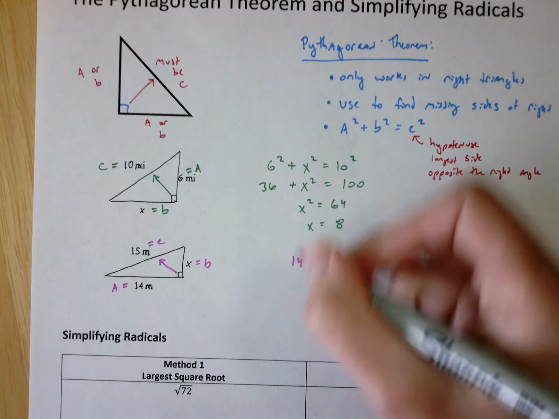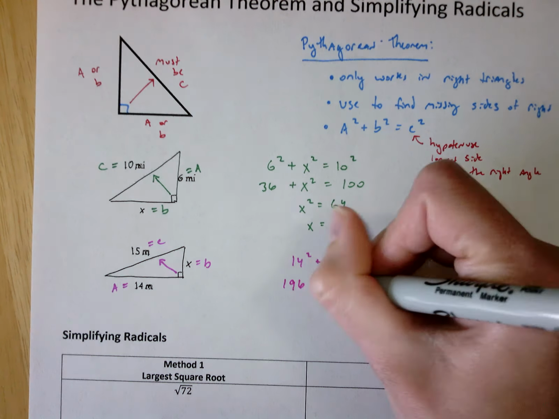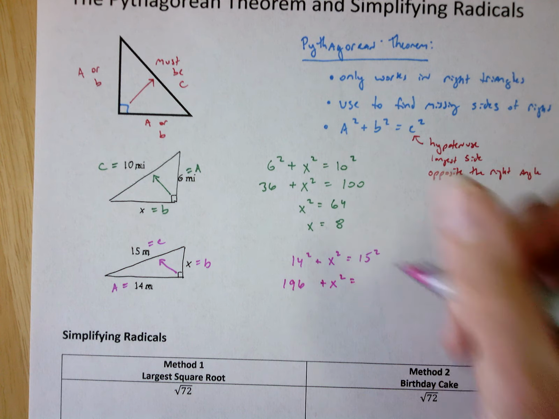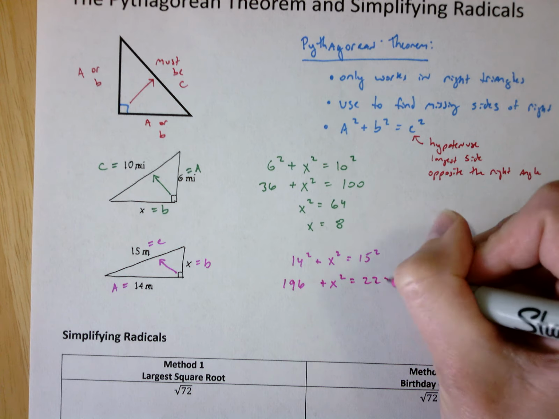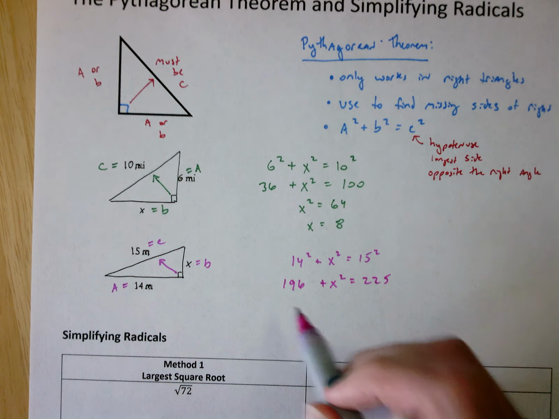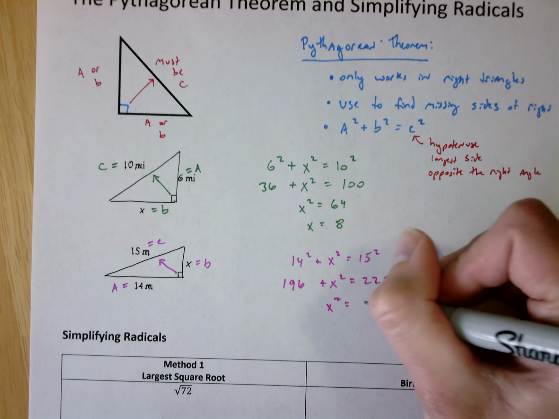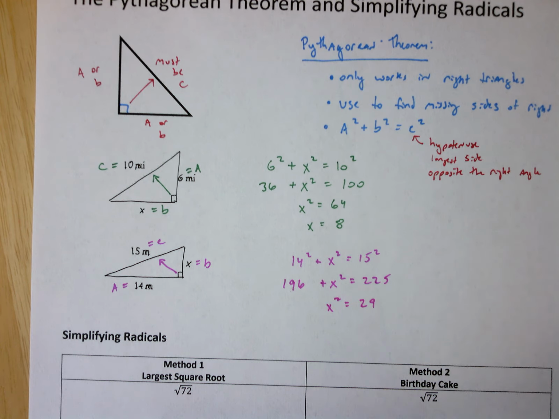Okay, 14 squared is 196. x squared is just unknown, and then 15 squared is 225. If you don't know that off the top of your head, use a calculator, no big deal. I'm going to subtract the 196 from both sides to get the x squared by itself. So that's going to be 29.